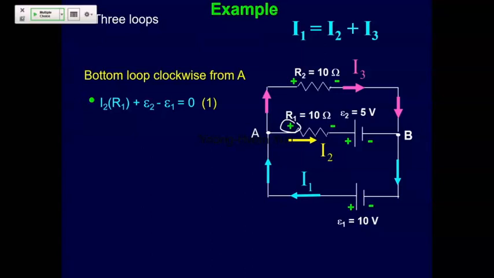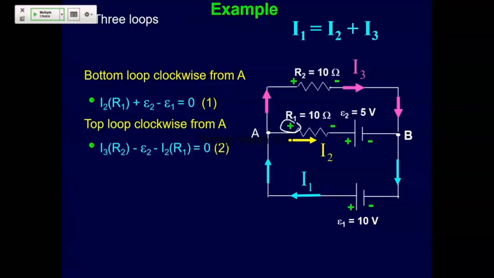So I2 times R1. Then I come to here. The first sign I come to is this positive, right? And so that's positive E2. And then I come down this way. The first sign I come to on this one is negative, so negative E1. And then I come back around and stop here, and then I say equal to 0. So that's my first equation.